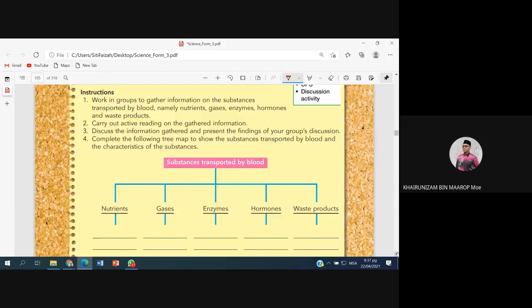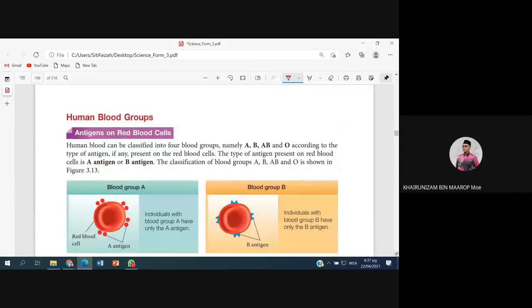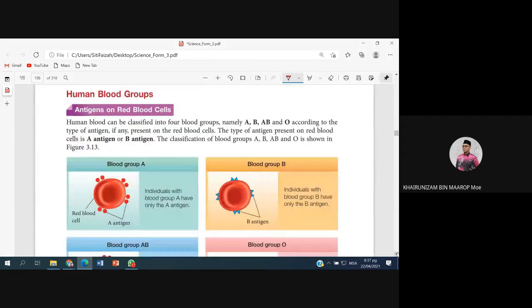Now we proceed to human blood group. Okay, human blood group.